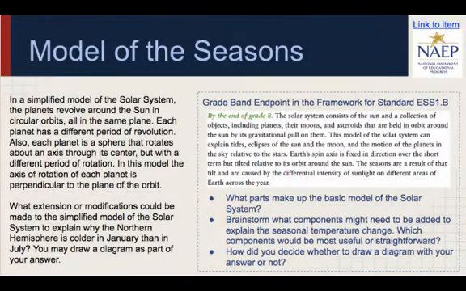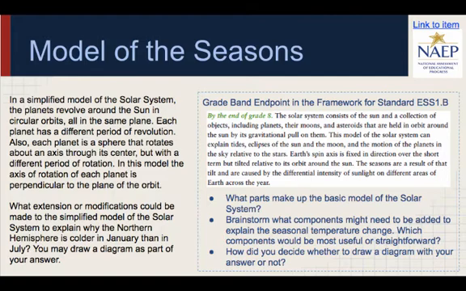In a simplified model of the solar system, the planets revolve around the Sun in circular orbits, all in the same plane. Each planet has a different period of revolution. Also, each planet is a sphere that rotates about an axis through its center, but with a different period of rotation. In this model, the axis of rotation of each planet is perpendicular to the plane of the orbit. What extension or modifications could be made to the simplified model of the solar system to explain why the northern hemisphere is colder in January than in July?